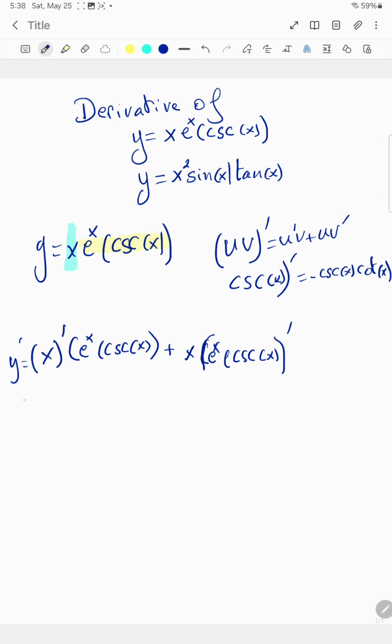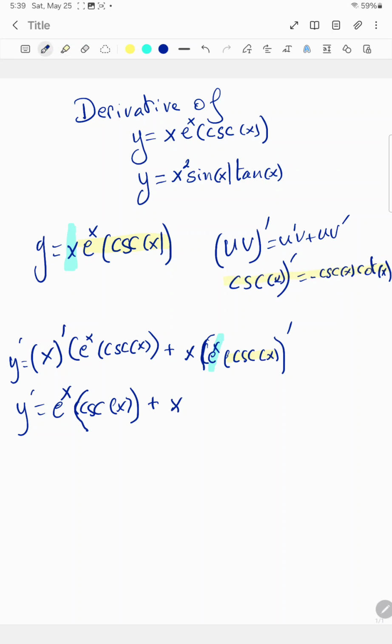So we know the derivative of x is 1. So y prime equals 1 times e^x, which is e^x times cosec of x. Let's make it bigger. Plus x, and then here I want to derive e^x times cosec of x, and again I will take my u equal to e^x, and my v equal to cosec of x, and I know the derivative of cosec of x. I wrote it here. Let's highlight it. This is the derivative of cosec of x.